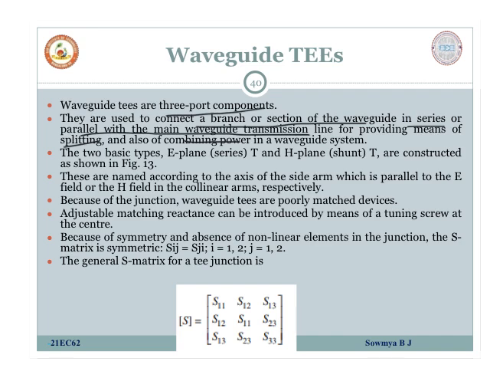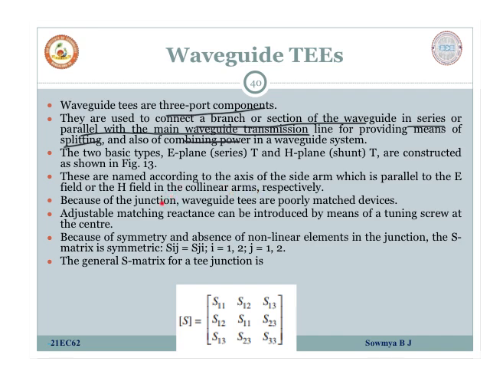Coming to the two basic types of waveguide Ts, the E-plane T and the H-plane T are the two basic types. The E-plane T is called a series T. The H-plane T is called a shunt T. These are named according to the axis of the side arm, which is parallel to the E field or the H field in the collinear arms. The names E-plane T or H-plane T come depending on whether the axis of the side arm is parallel to the E field or the H field in the collinear arms.